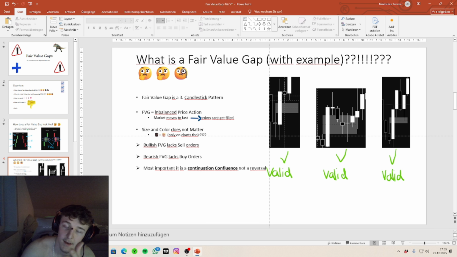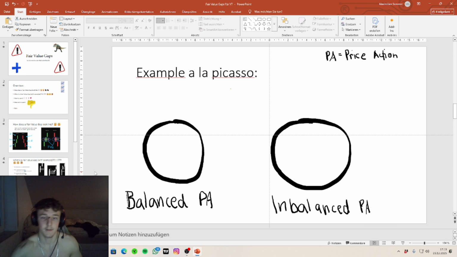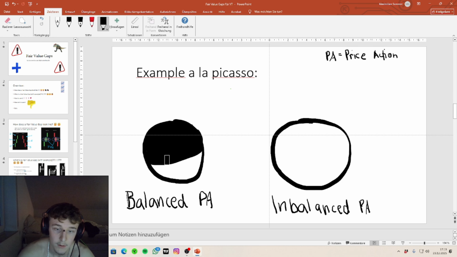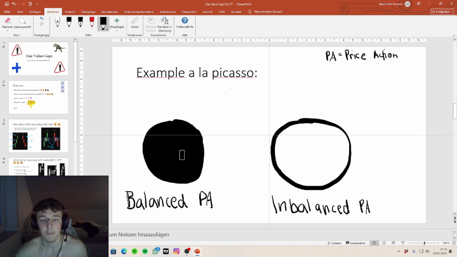I said example, so I'm gonna give you an example. Let me pull out my Picasso pencil. Balanced price action moves like this, all slow, balanced, and at the end of the day, there is no gap. We have a balanced price action.